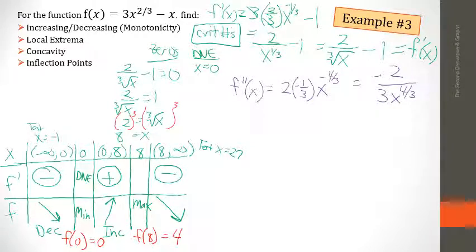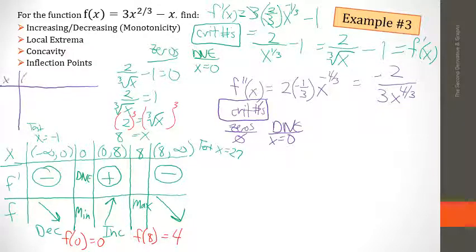I want to point out that that denominator will always be positive. So our critical numbers: we don't have any zeros, we just have DNE, which happens when that denominator is 0. So over here I'm going to make my chart.